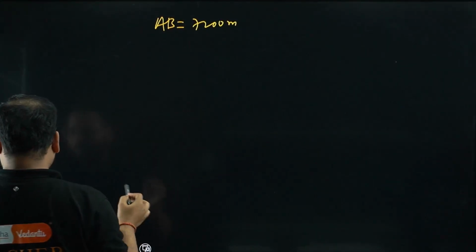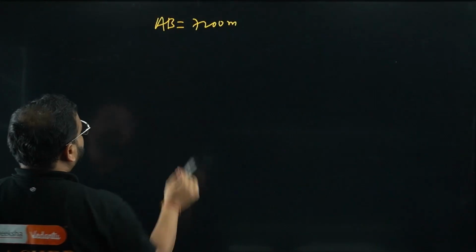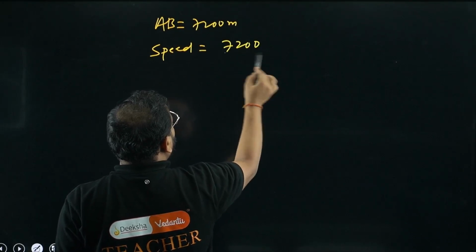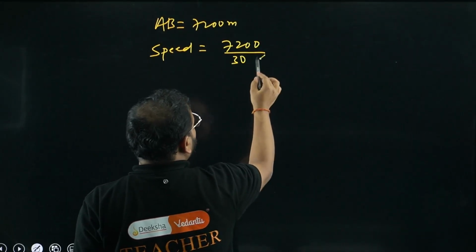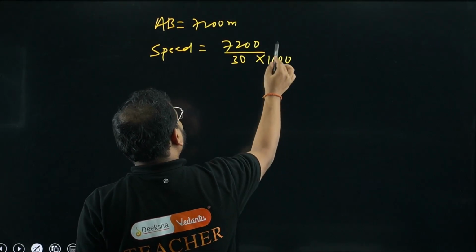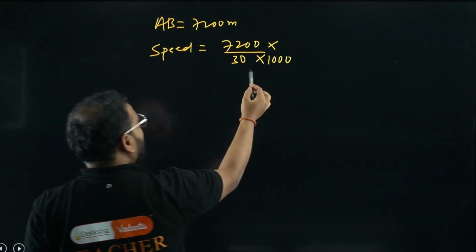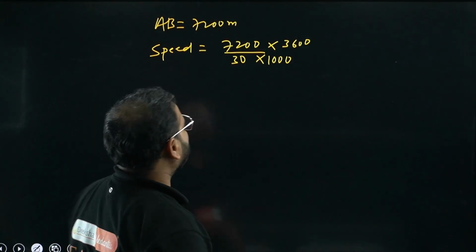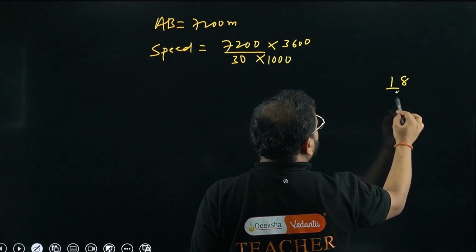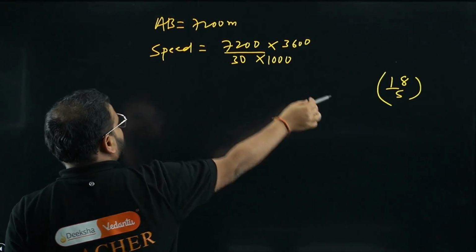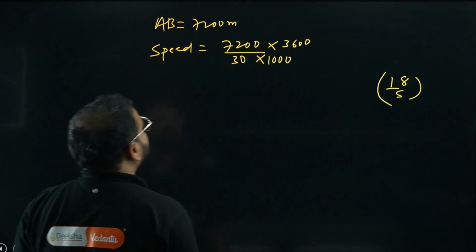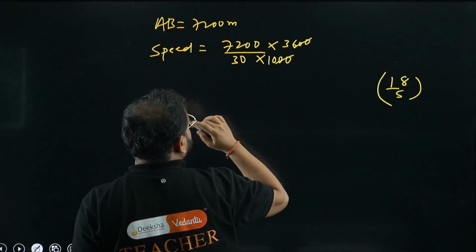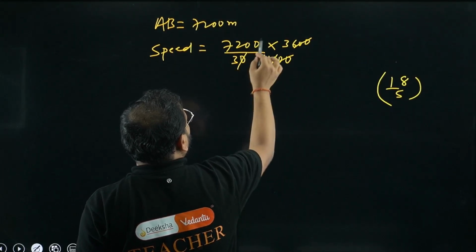What are we looking for? We are looking for the speed, but in kilometers per hour. 7200 meters by 30 seconds. To convert meters into kilometers, divide by 1000. Seconds to hours, it will become over this side. If you're not sure, do the conversion from your side. Multiply the final result by 18 by 5 to convert into kilometers per hour. Now check it out, 2 zeros here, and 2 zeros here also.